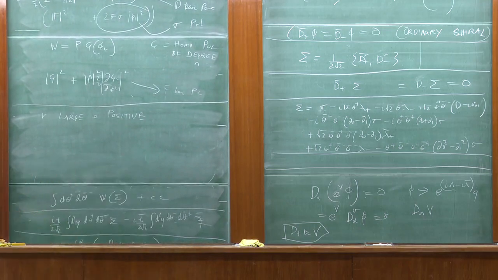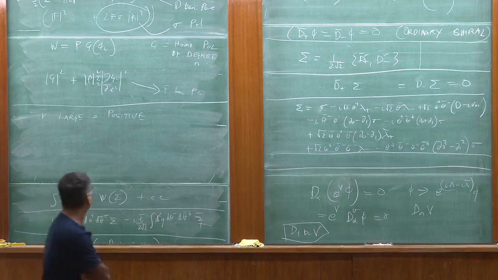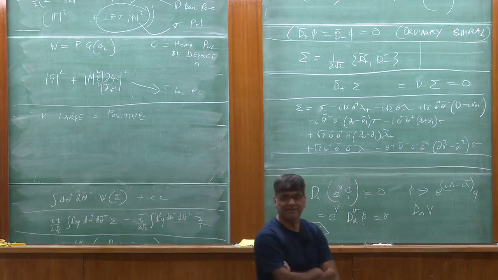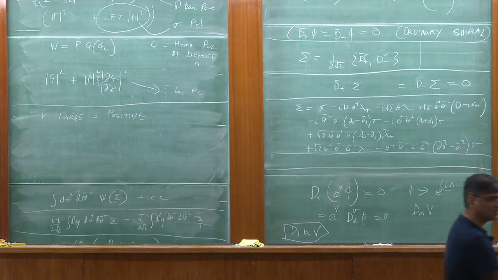Okay, so the potential is the sum of those three terms. You can see them on the board. And we've got R very large and positive. Suppose R is very large and positive. Then let's first solve the D term flatness condition. The D term is equal to zero. Clearly, the only way to do that is to have at least one of the phi i's being very large and positive.